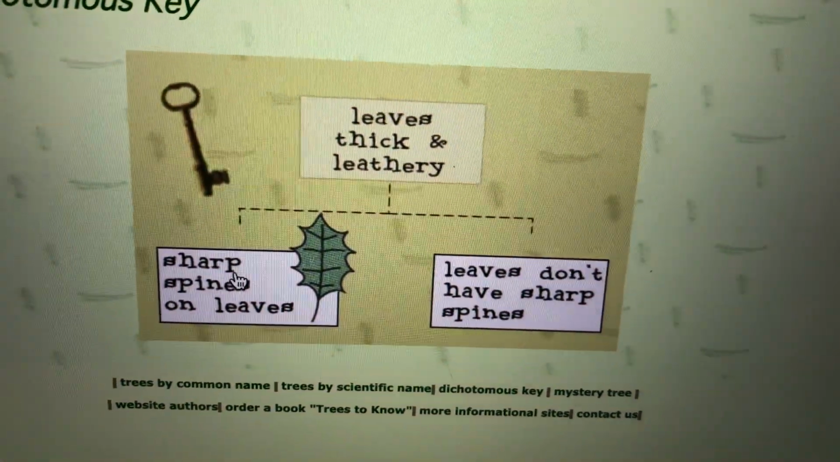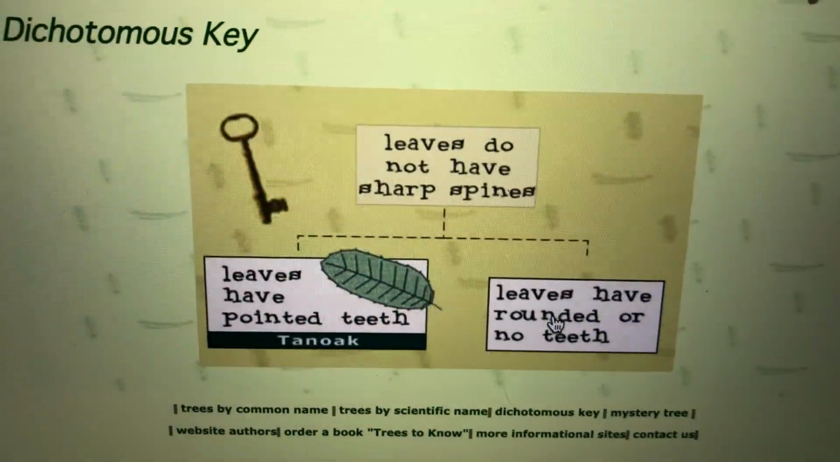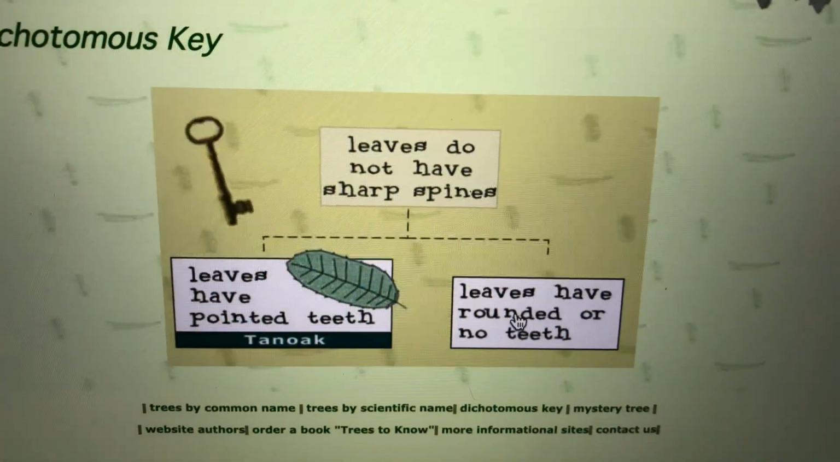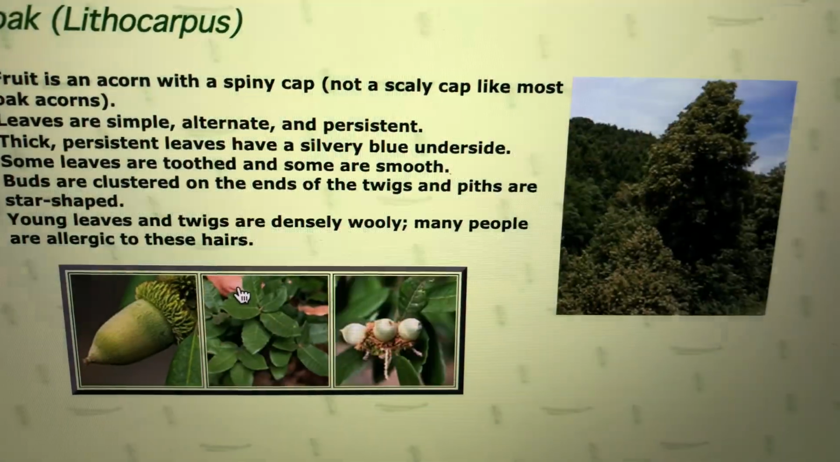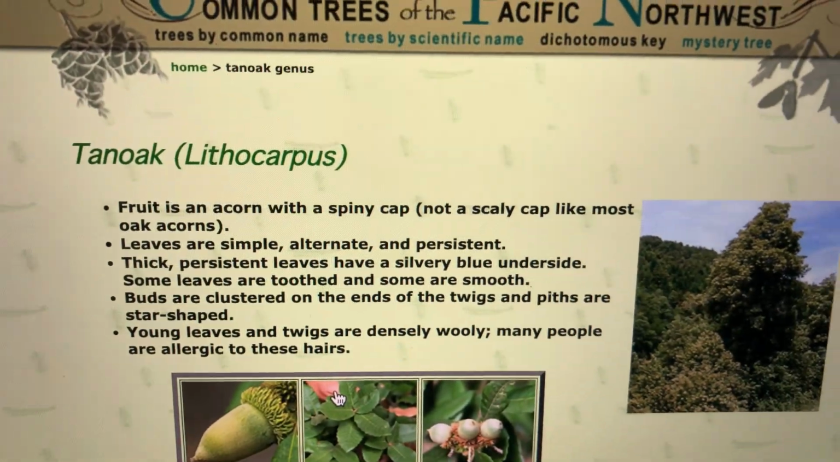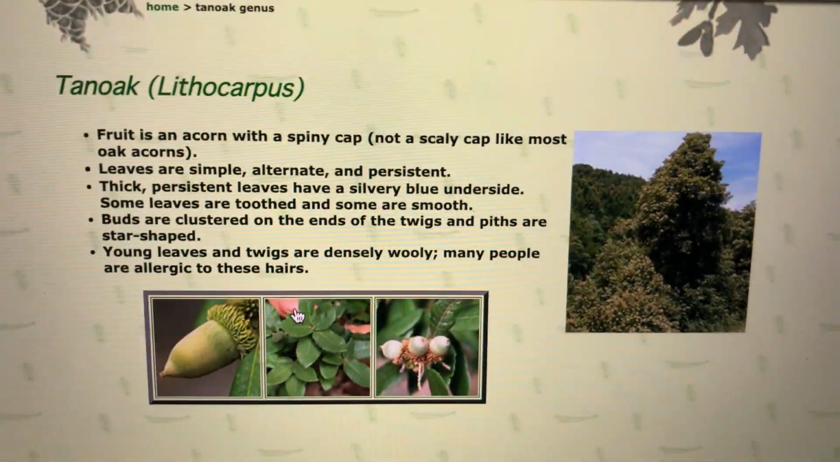There's kind of a sharp spine. Well, they don't really have sharp spines. Let's go there. Does the leaf have pointed teeth? Yes, it does. Okay. So, a tan oak. So that looks pretty reasonable. Looks a lot like the tree that I got.